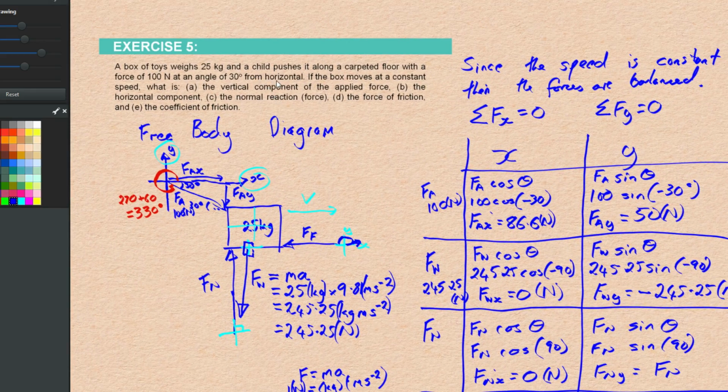The only thing left to calculate is, if we go back to our question, because we can see we have done the vertical component of the applied force. It's in our table, this one. If you were doing this for an exam question, you would say the vertical component of the applied force and distinctly point out which one of these numbers is the thing that you found. The horizontal component of the applied force over here. We haven't actually said that x is horizontal, so you would want to point that out. The normal reaction force, I found it down the bottom there. The force of the friction, we've calculated that down here, and the coefficient of friction is the last thing left to do.